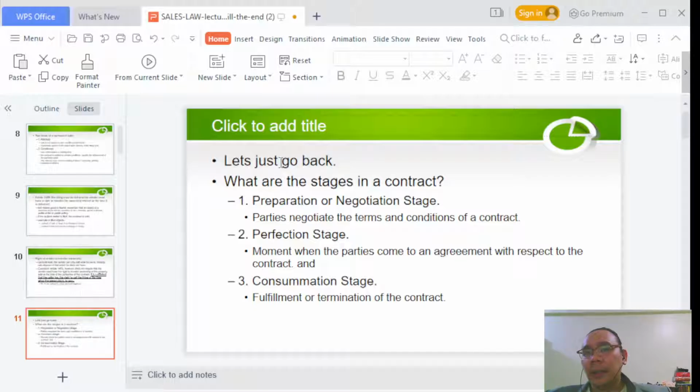Ayan, napakaganda. So, ano ba yung perfection na yan? Okay, so it's part of the stages in a contract. So, babalik lang muna tayo sa oblicon, mabilis lang. What are the stages in a contract?